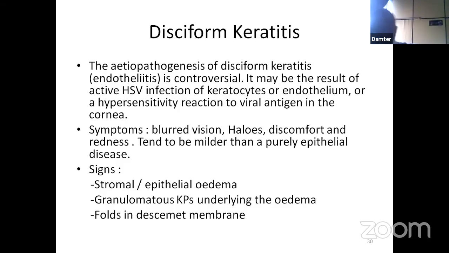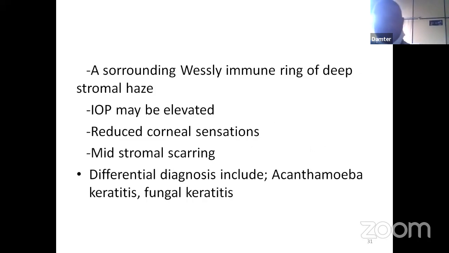The symptoms include blurred vision, halos, discomfort, and redness. It tends to be milder than a purely epithelial disease. The signs include stromal and epithelial edema. There could also be a reactive anterior chamber, and also the presence of keratic precipitates, mostly granulomatous type, underlying the edema. You could also present with folds in the Descemet membrane, and there could also be a surrounding Wessely ring.